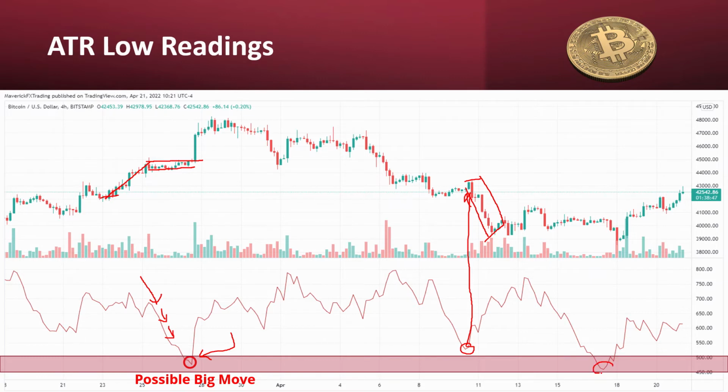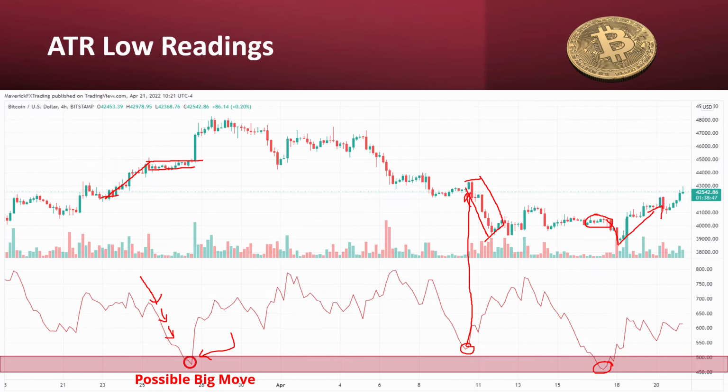And then again, another extremely low reading. So over here, it's a terrible trading environment. No one should be looking at getting into Bitcoin at this point. But the volatility is so low, it's telling me there's likely a big move about to happen. You can see we took a dip and then we took off to the upside. It doesn't tell us anything about direction, but it tells us a big move is potentially coming.